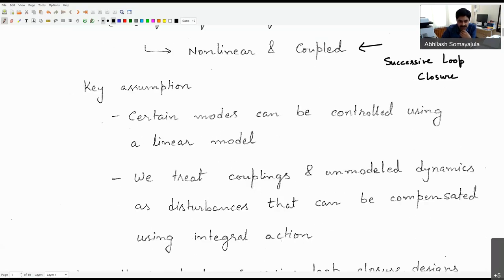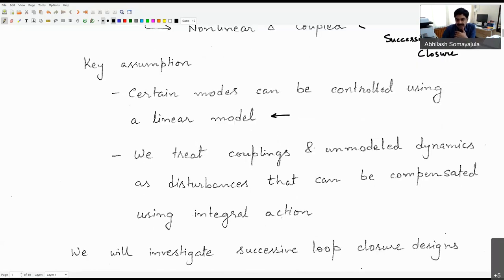Again, in this, we are assuming that certain modes can be controlled using a linear model. So we are sticking to the linear model for now, but you will see later that we will relax this condition and look at a nonlinear plant, which is still controlled by PID, and we'll use Lyapunov methods to demonstrate that stability can actually be guaranteed. So we'll extend into that, but to begin with, we'll start off with linear systems.